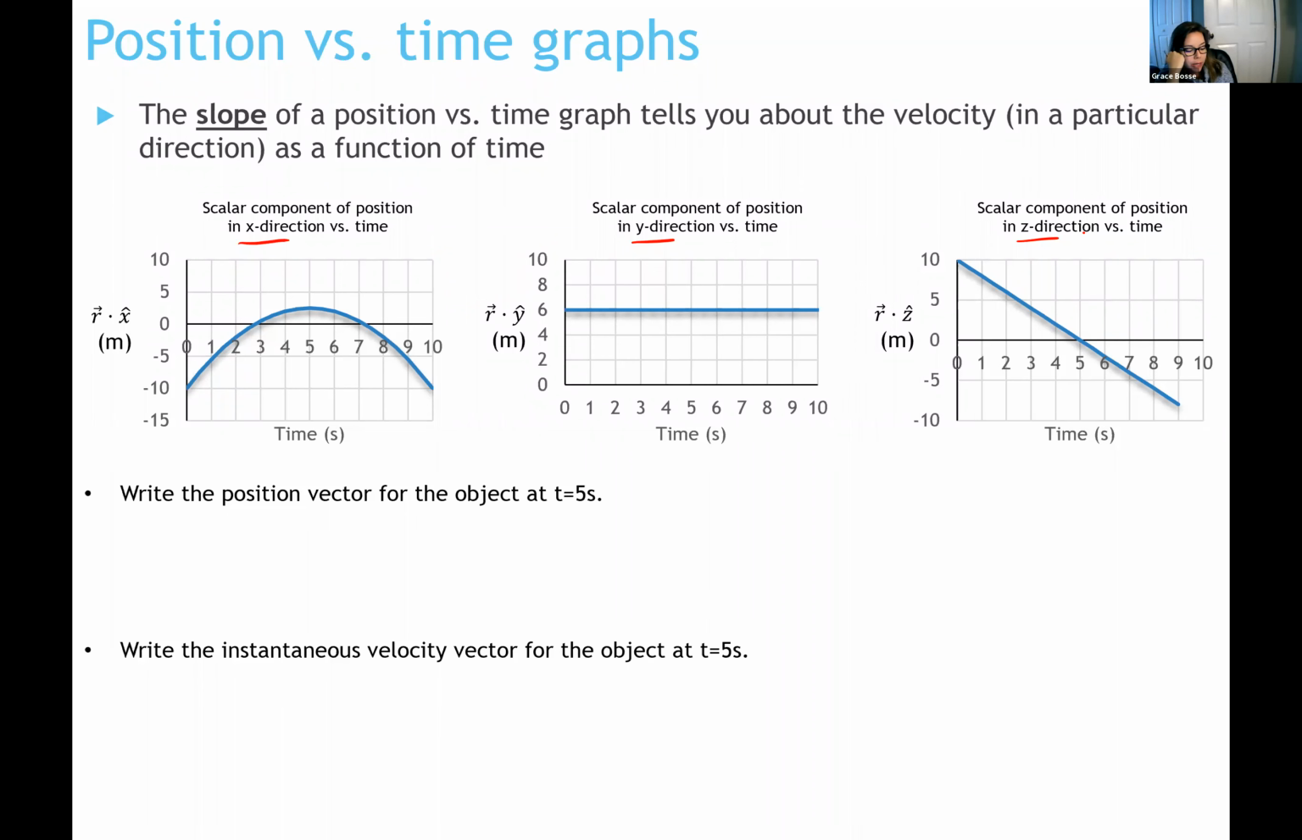So let's use these graphs and let's write down, first of all, the position vector of our object at t equals 5 seconds. So I'm going to mark on each of these graphs t equals 5 seconds.